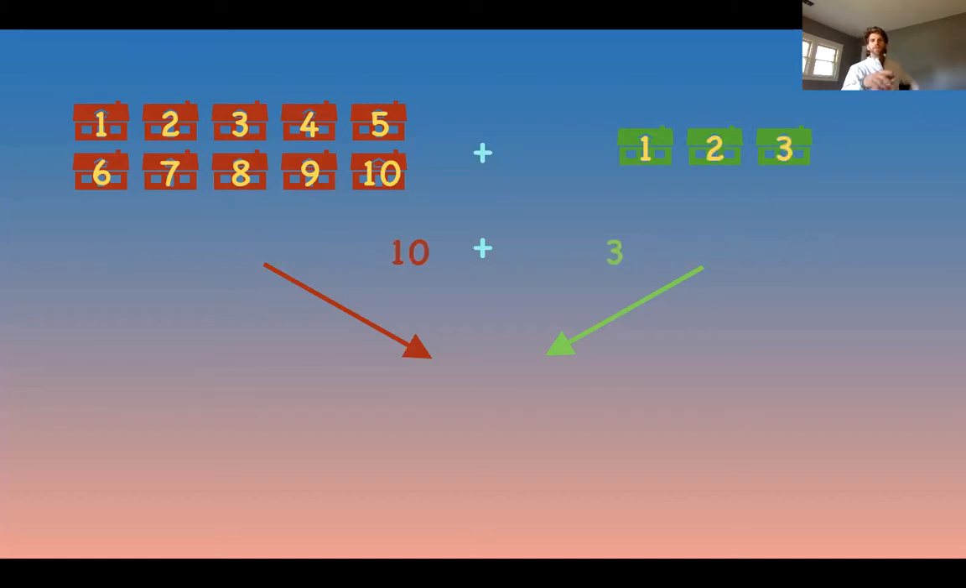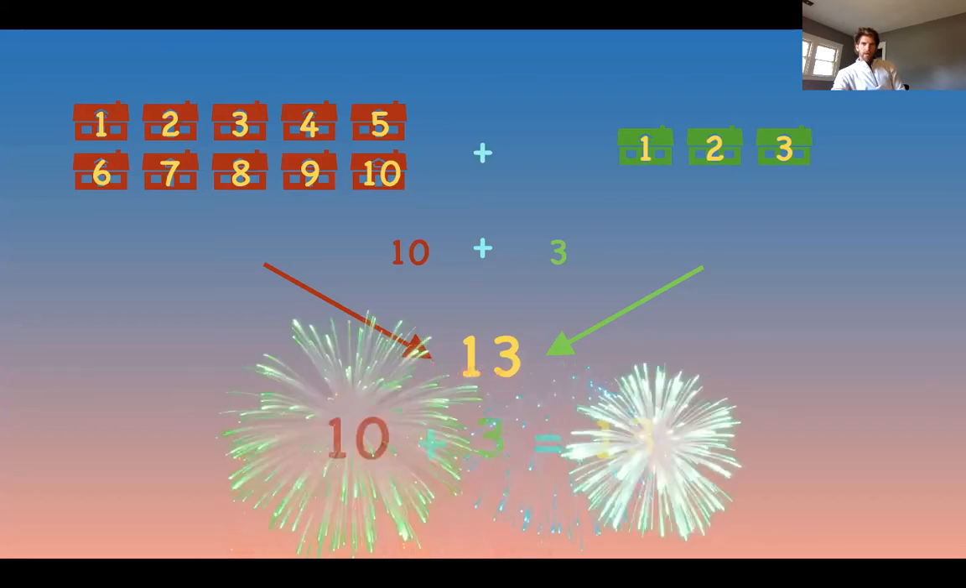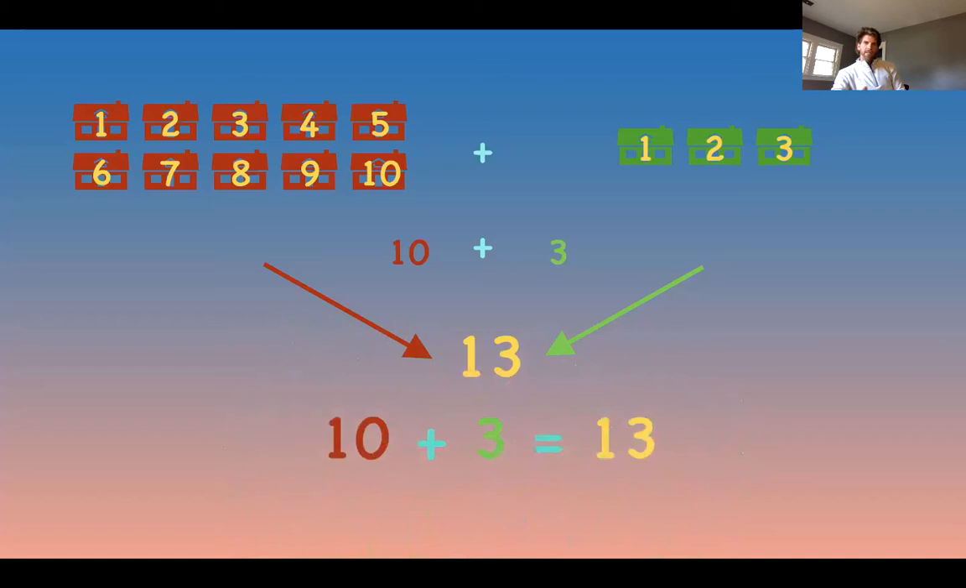When you put 10 and 3 together, 10 plus 3 equals 13. If we create our entire number sentence now, we should have that exact number sentence. 10 red houses plus 3 green houses equals 13 total houses. So if I were to put all of these houses together, I would have 13 total houses.